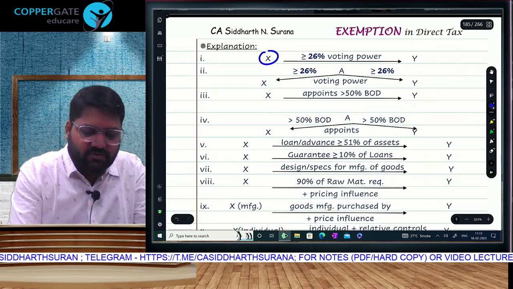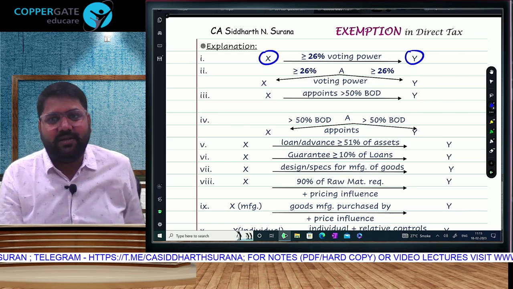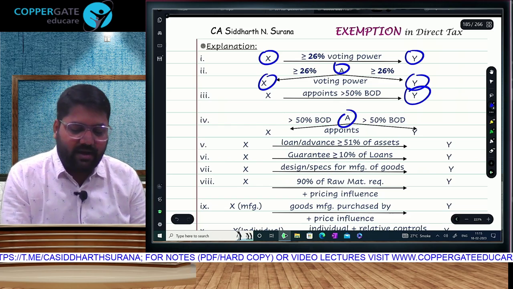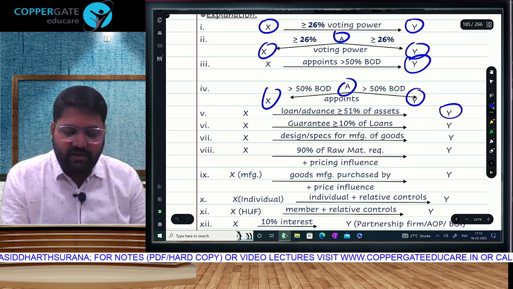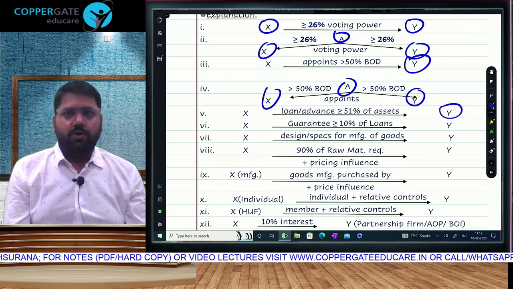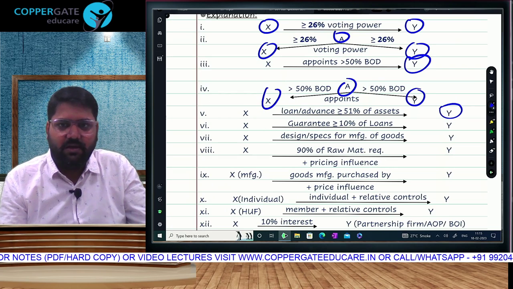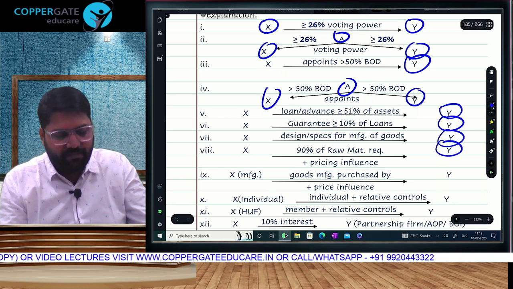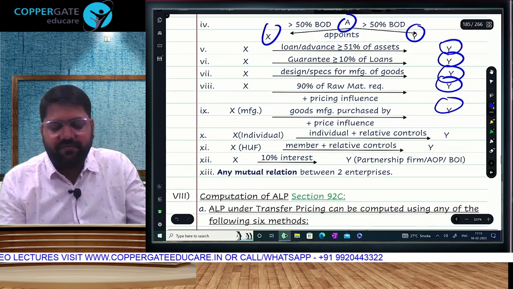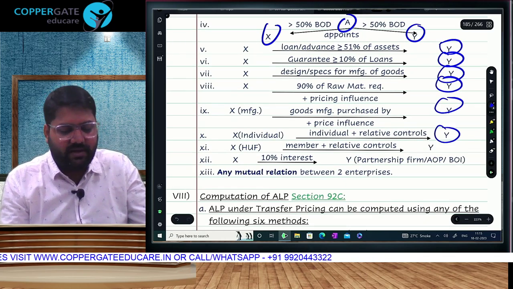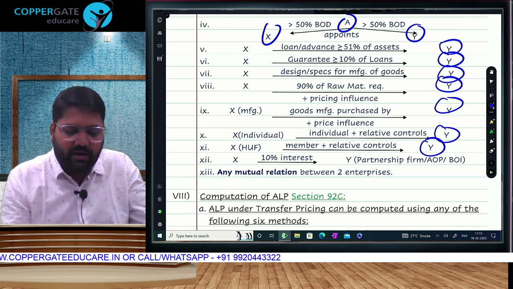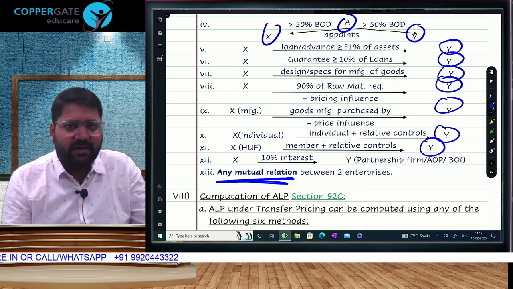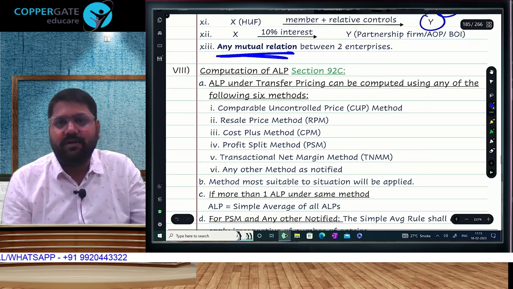How do we decide that? When X is holding 26% or more in Y, or it can be Y in X also, it is only an example. When A is holding 26% or more in X and Y, both. If A is appointing the board of directors in both. If one enterprise has given a loan or advance of 51% or more of the assets to the other, or a guarantee of 10% or more of loans, or is supplying design or specification for goods, or is supplying raw material, or one enterprise is buying the goods manufactured by the other, or influencing the price. For an individual, their whole relatives; for an HUF, the members and relatives. And lastly, they say any mutual relation: if the two enterprises are childhood friends, the AO can declare them as associated enterprises. That's how easy it is to become an associated enterprise.